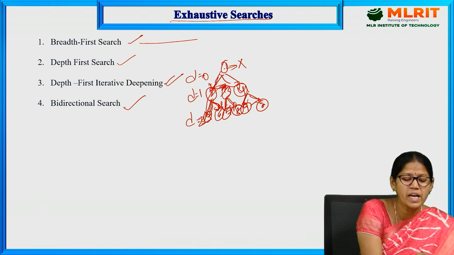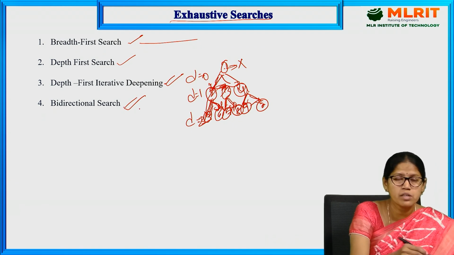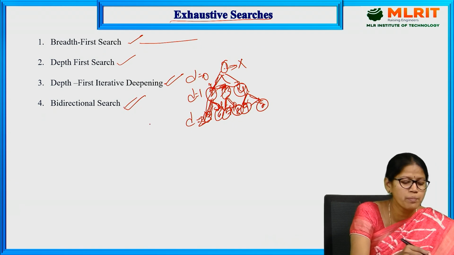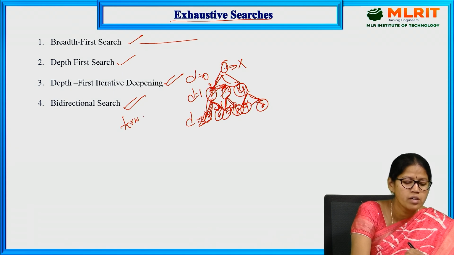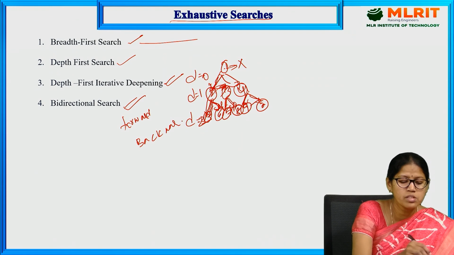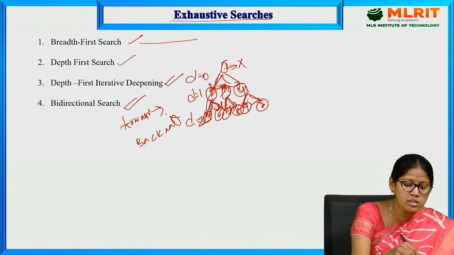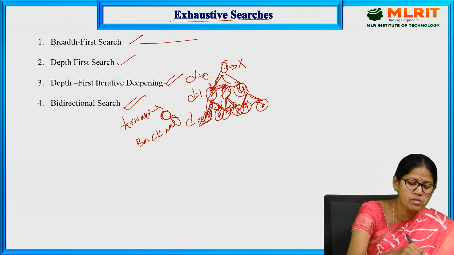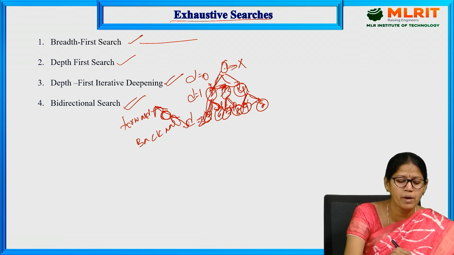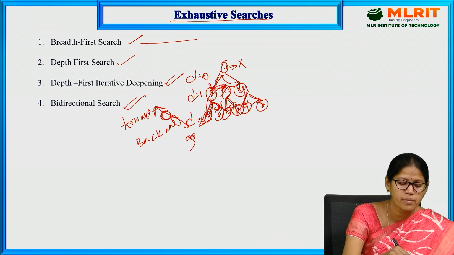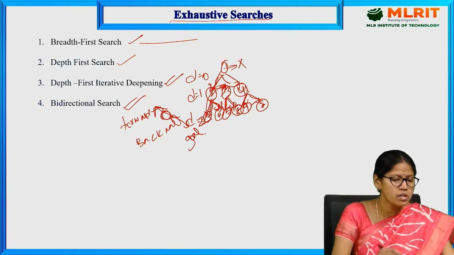The next one is bidirectional search, which means the search will happen in two directions, forward direction and backward direction. So this one will start from the forward direction, and in the same way it will start from the backward direction, and at some common point it will meet, and it will start finding the solution from the forward to the back, meaning the goal state. We'll discuss one by one in the next sessions.